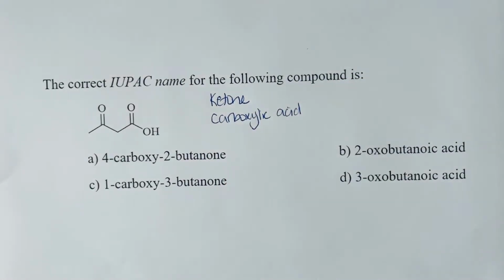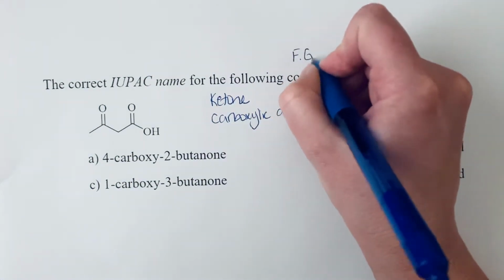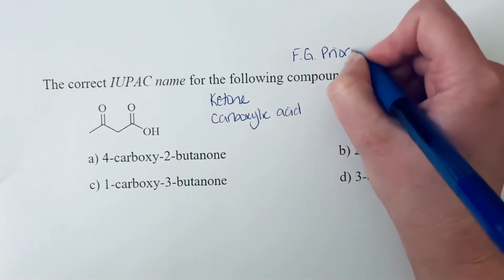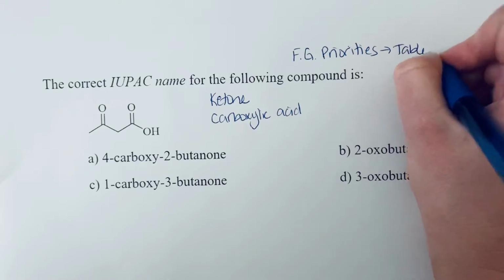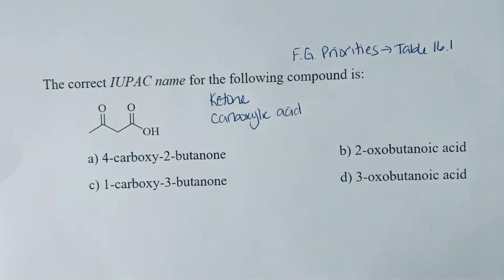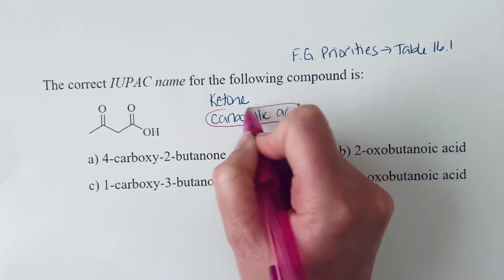So when we have two functional groups, we need to know the hierarchy of functional groups in terms of IUPAC naming. Those are called functional group priorities, and we can find them in your textbook, in table 16.1. You might loosely notice that as groups get more oxidized, they are further up on that table. So in comparing a ketone and a carboxylic acid, you will find that the carboxylic acid has priority.